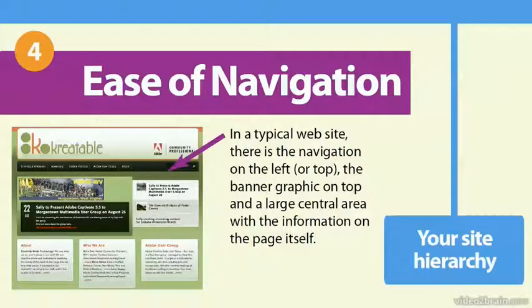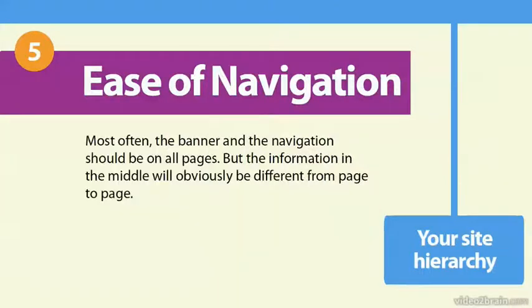So in a typical website, there's the navigation bar. It's sometimes on the left, but it's also sometimes across the top. In the example that you see here, which is my website, the nav bar is underneath the header, but it's a horizontal nav bar, so they can be horizontal or vertical. The banner graphic is usually across the top, and then the large central area in the middle, known as the body of the site, that's where the content is that is the main focus of your page. Most often the banner and the navigation should be on all of the pages, but the information in the middle will change depending on the content for each individual page.